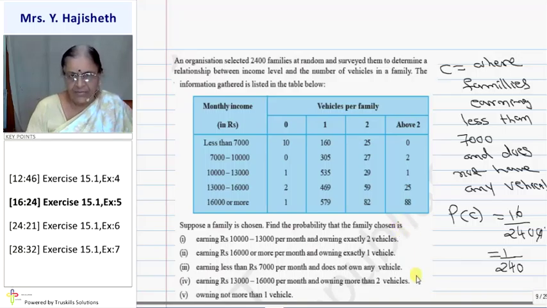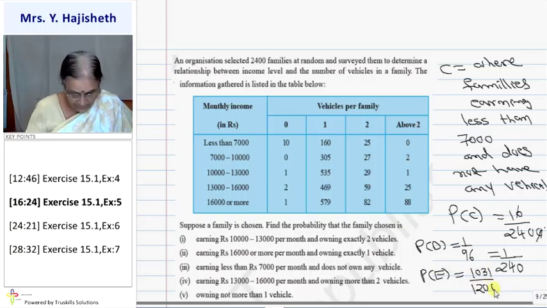Similarly, you can get P(D) by the same method: your P(D) will come as 1 by 96 and P(E) will come as 1031 upon 1200. Okay, you can complete this sum, second, fourth and fifth, on your own.